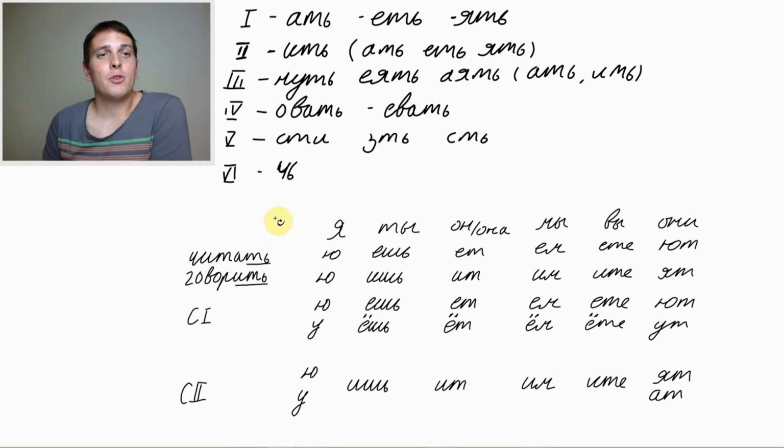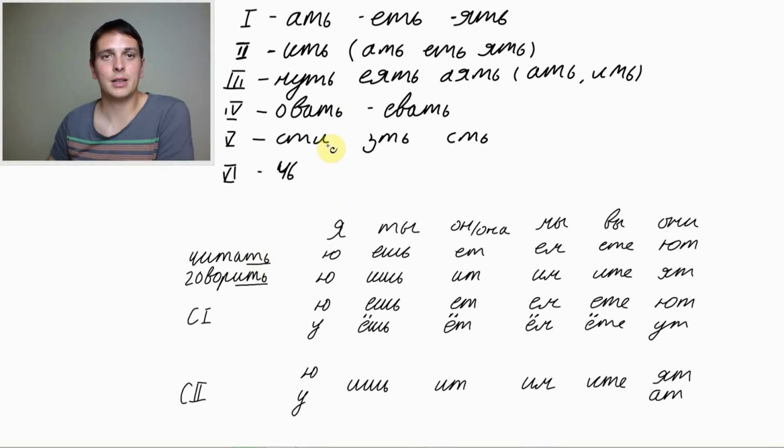Well, now I give you the whole structure. Technically, we're taking a verb, for example, читать, to read. We are searching for the ending. Which ending is читать following? So, here we got ать. And we're following the scheme C1 now.